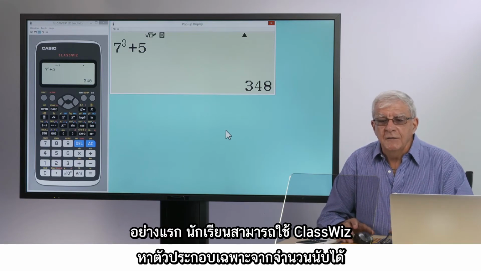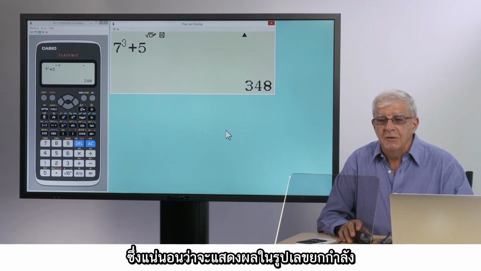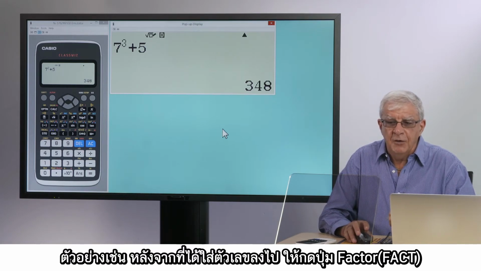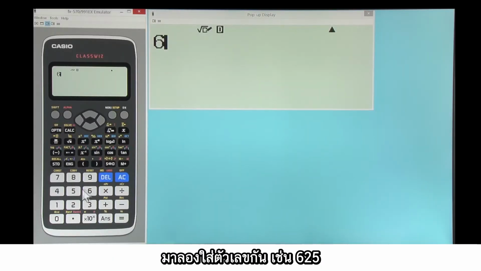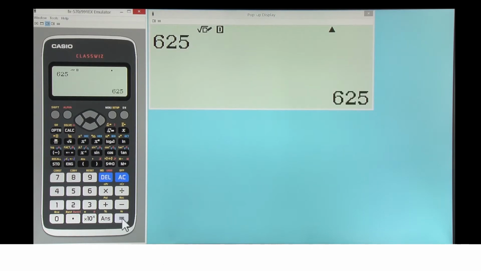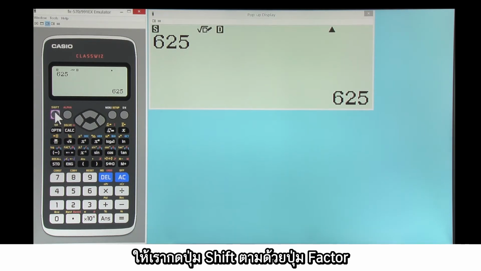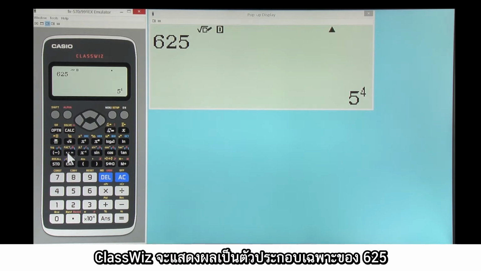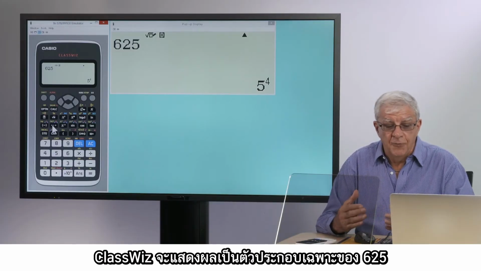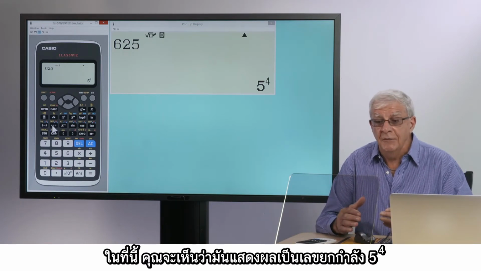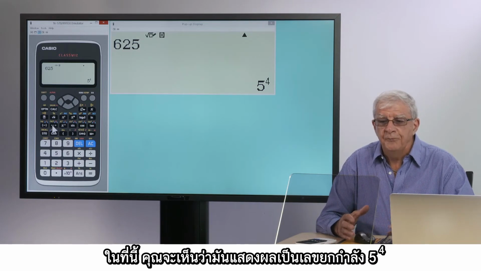Firstly, ClassWiz allows students to find the prime factors of a counting number, which of course are expressed using indices. For example, after a number is entered, tap the factor command. So let's enter a number like 625. The factor command, you notice here, is above the degrees, minutes and seconds command, and it's in yellow. So we tap shift and then the factor command, and the ClassWiz shows the factors of 625, the prime factors. In this case you can see it shows them as indices, 5 to the power 4.